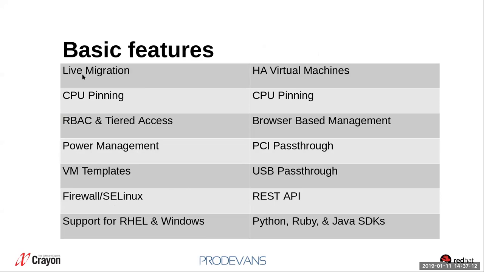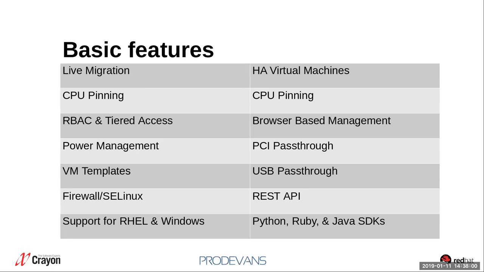With live migration, you can create the VMs in high availability. And you can see the CPU pinning, which means as per your requirement, you can use the CPU based on the VM requirement. There is RBAC and tiered access, browser based management, and power management, and there is PCI pass through, so that when you are provisioning your VMs, you can pass this option as a PCI pass through.